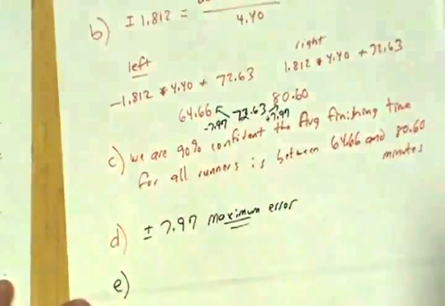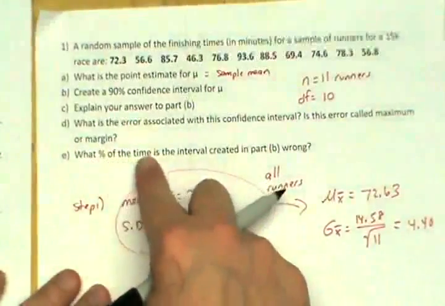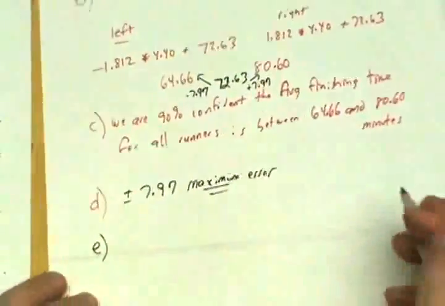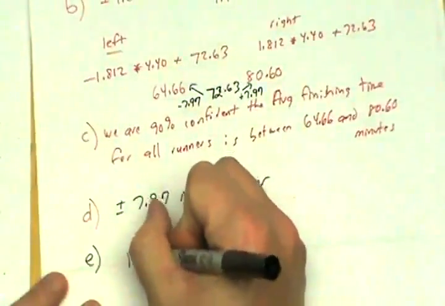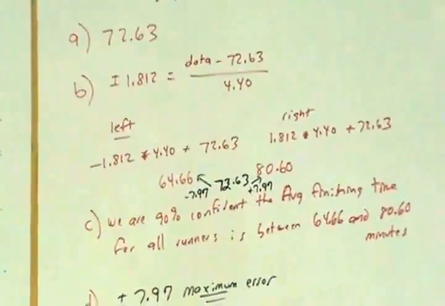And then for part E, what percentage of the time, we'll scoot up here, what percentage of the time is the interval created in part B wrong? Well, if we're 90% confident, then we're 10% not confident. So there's a 10% chance that it's wrong. So there's our confidence intervals.